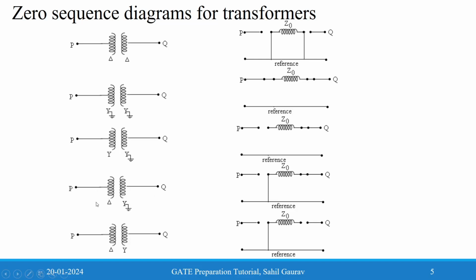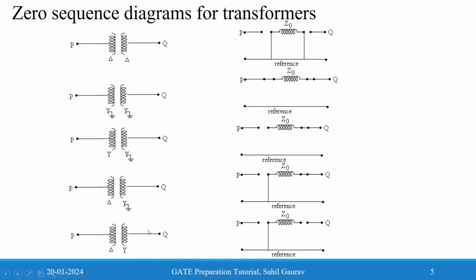And this delta in the primary and a star grounded in the secondary: the shunt in the primary will be closed, and with star grounded in the secondary, the series will be closed. And last one is delta star connection. So delta is present, the shunt switch will be closed. Since it is star not grounded, both switches are open.